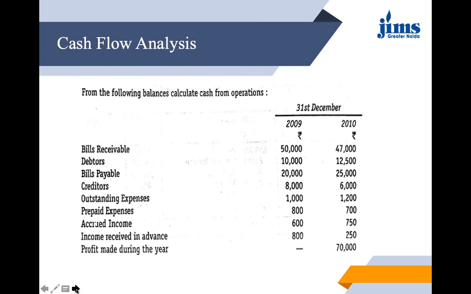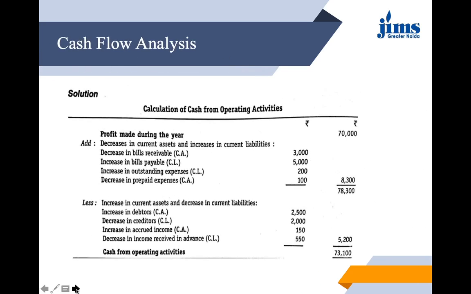Then another question we have, almost similar question. Let us see how to sort it out. Here in this, we do not have any non-cash items. So basically, profit made during the year is considered, and we have added the decrease in current assets and increase in current liabilities. All the amounts are being checked and posted here. Finally, we are able to add 8,300 to the profit of 70,000. And on the other hand, we will be subtracting outflows, that is increase in current assets and decrease in current liabilities. Finally, we are subtracting 5,200 from it to obtain the cash from operating activities.